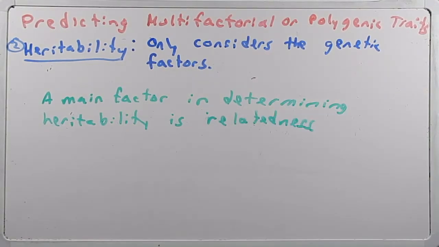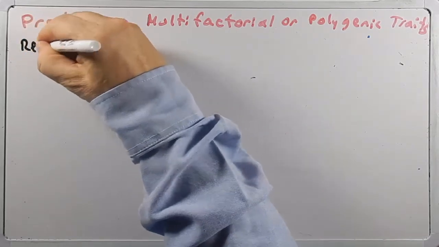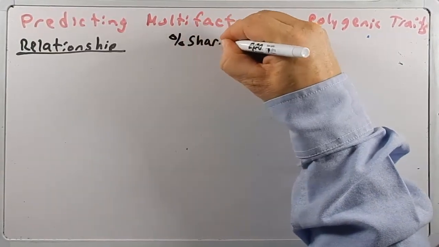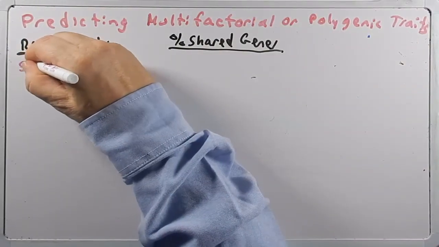For instance, the heritability of a particular trait or disease is going to be higher amongst first cousins compared to the general population, or compared to second or third or fourth cousins. So I want to write down some of these relationship percentages that you should know. So over here I'm going to put relationship, and then here I'm going to put the percent of shared genes between those individuals. So sibling to sibling.